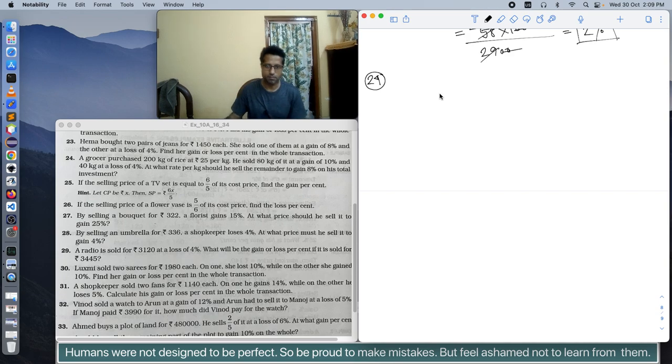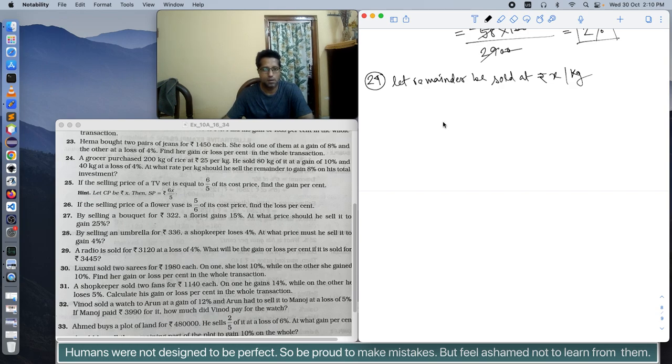So whatever value it is asking, whatever quantity it is asking, we always assume that to be the unknown variable. So let the remainder be sold at rupees X per kg. It is asking at what rate per kg should he sell the remainder. So we are assuming the remainder amount of rice was sold at rupees X per kg.